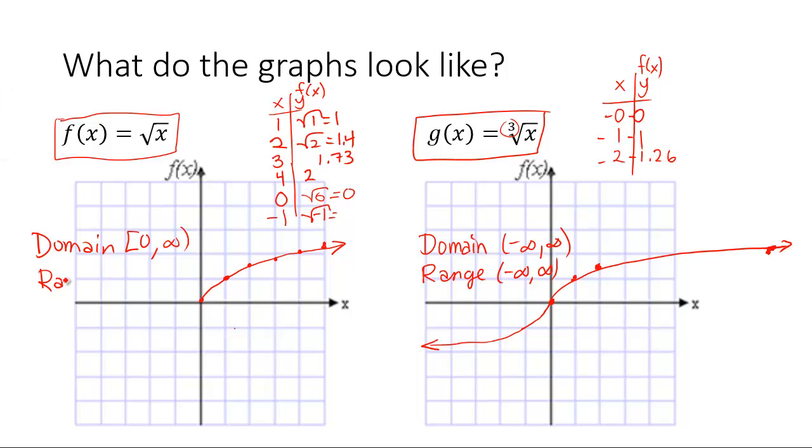But the range here is restricted because of the principal root issue. So it's 0 and greater.